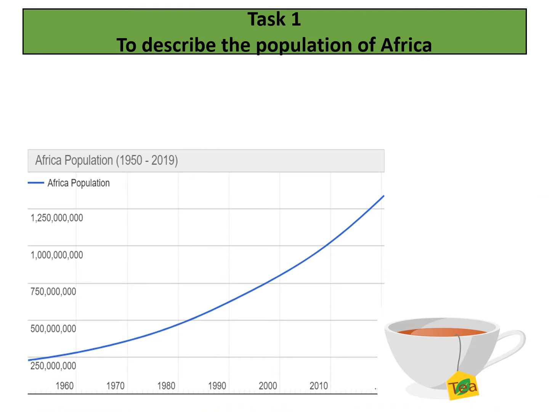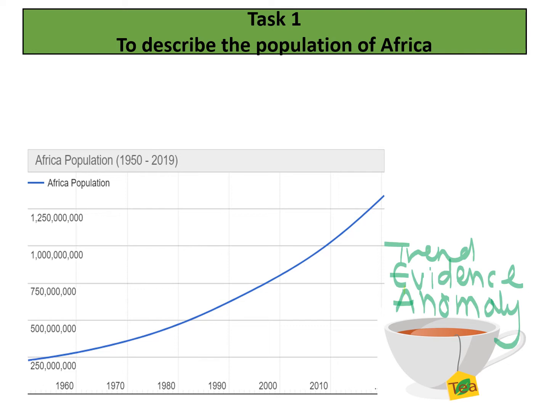So task 1 then. So with the work that you've been given today, this is task 1. And for task 1, we need to describe the population of Africa using this line graph. Now remember, when we are describing maps, figures, photographs, images, we need to try and use the writing frame TEA. So T is our trend, E is our evidence, and A is our anomaly, also known as an outlier.